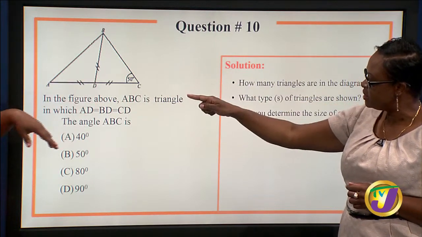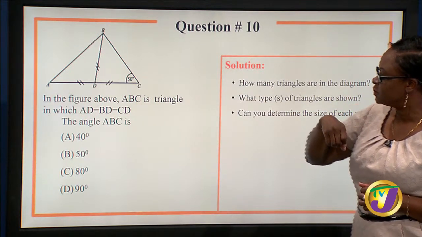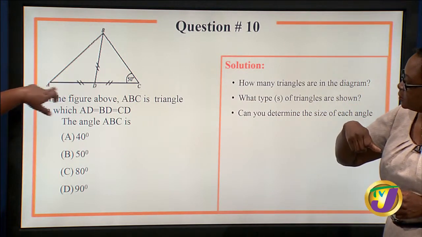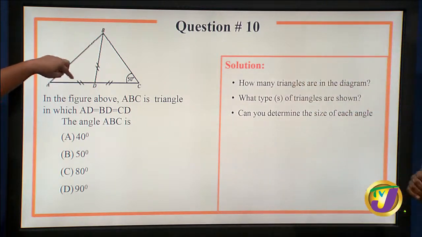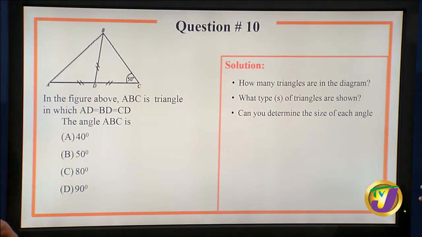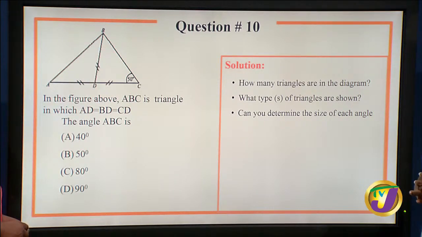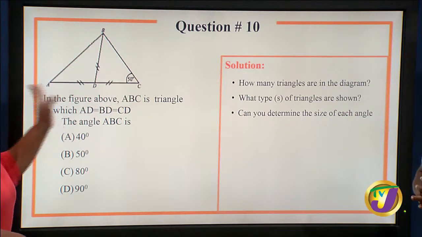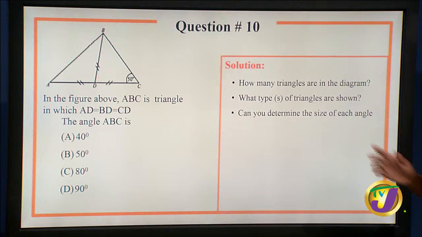Triangle ABD and triangle ACD are isosceles triangles. These two sides here are equal, so they would insert the right angle corner. So we can see two isosceles triangles. And then this one, we are not given any length, so it could be scaling.